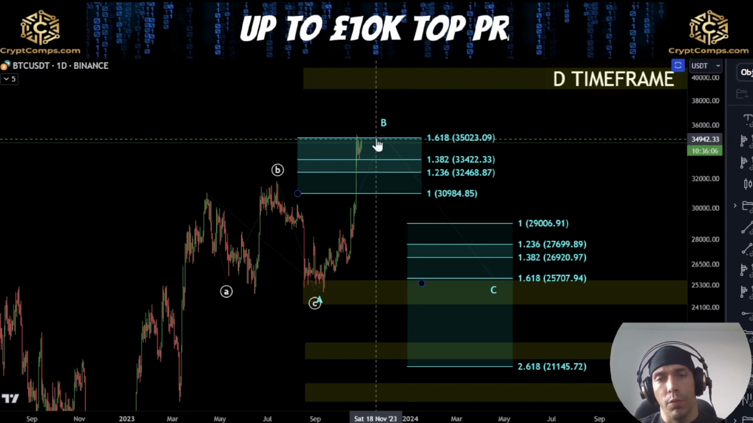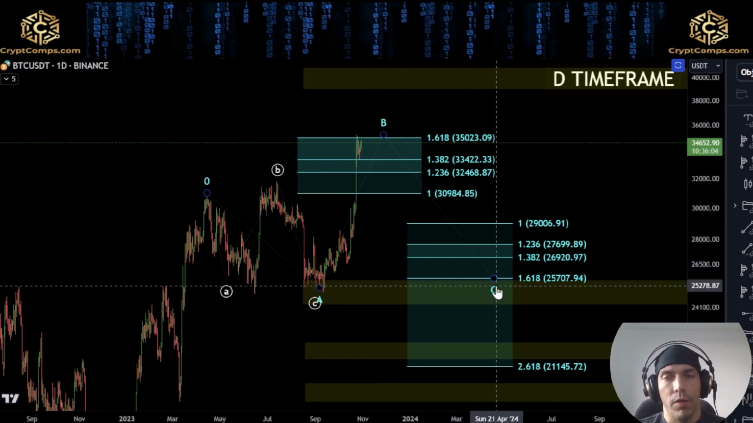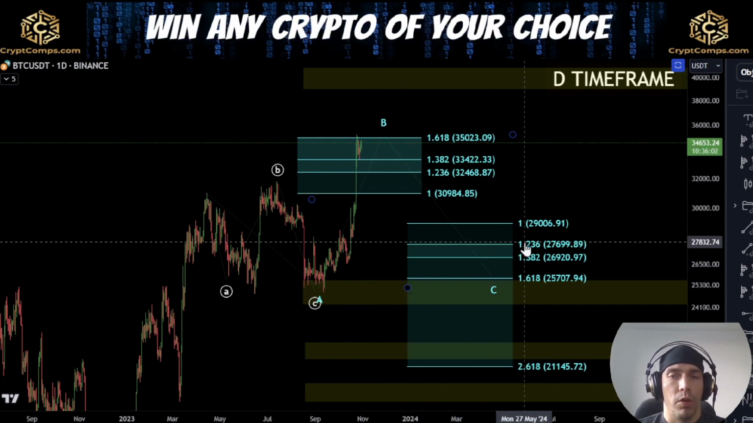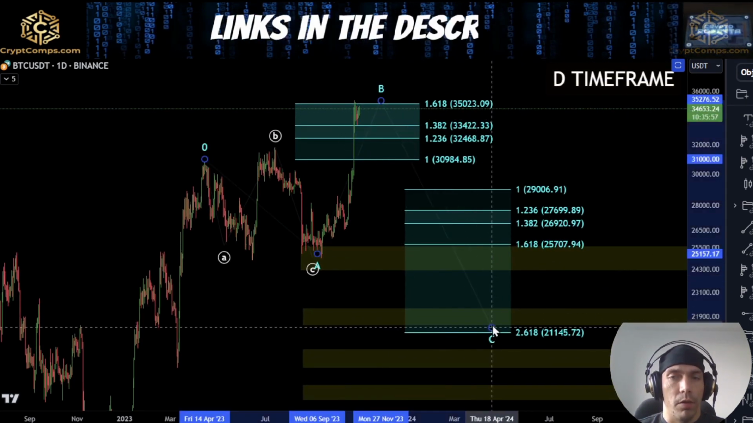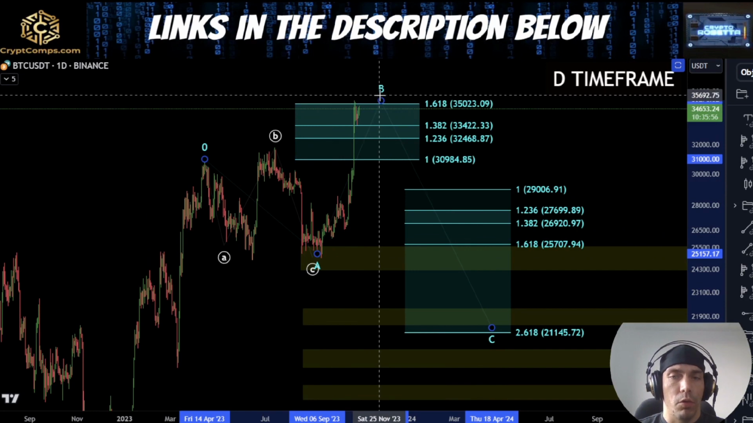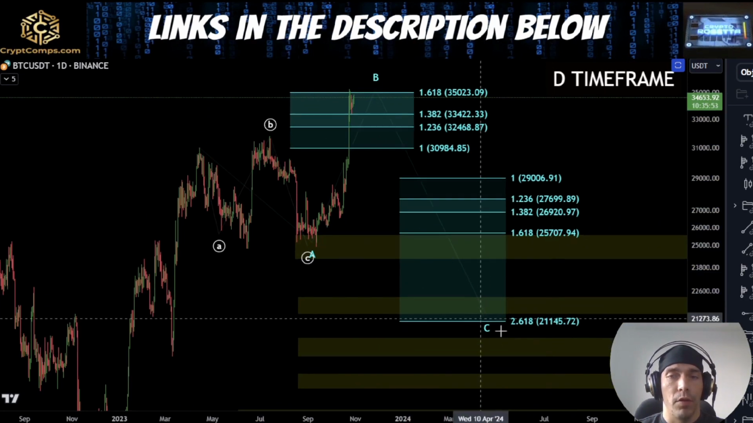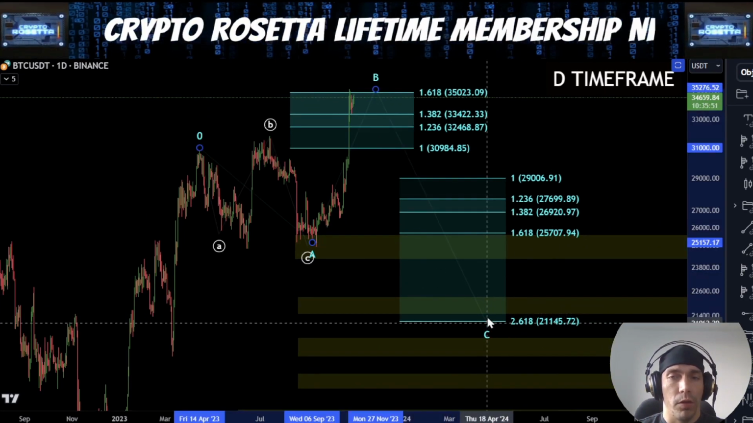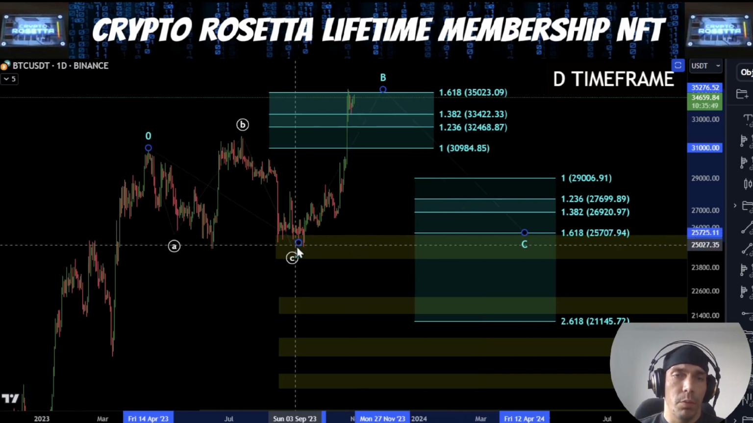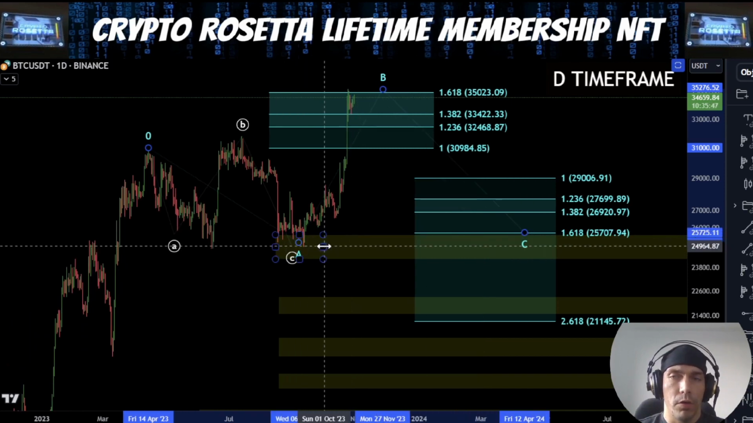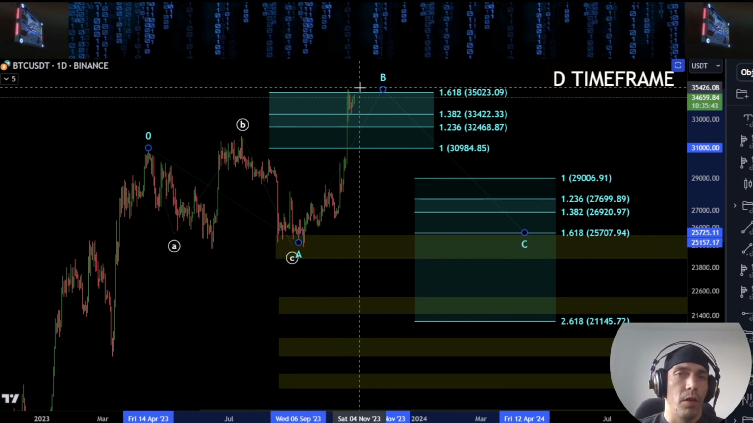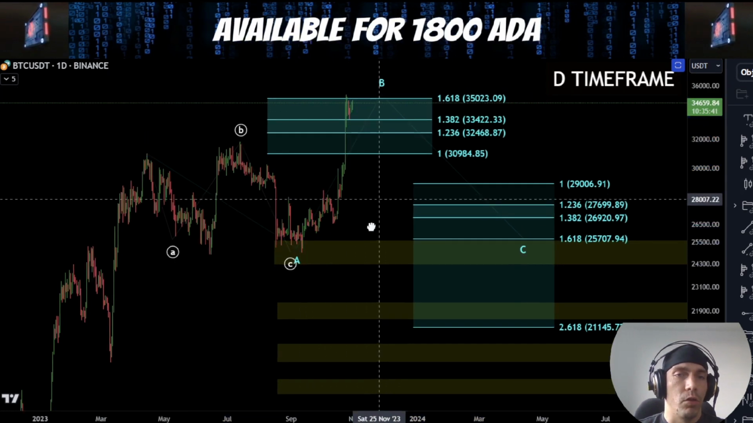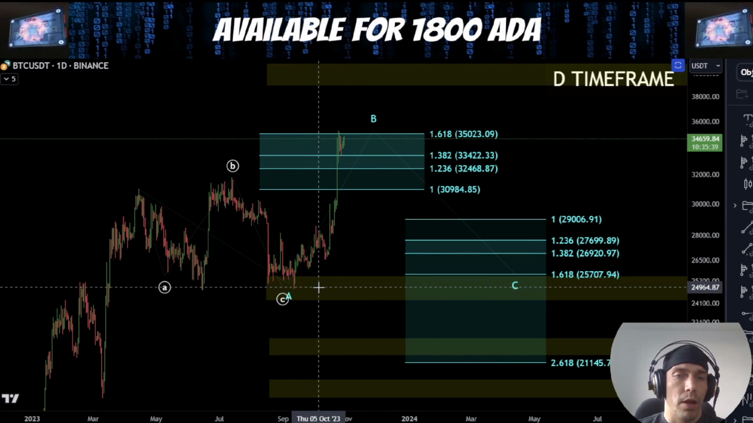If we do look to break down here, what we'd be expecting to see is a move down towards this 1236 to this 1618. And in rare cases, if we get an extremely strong B wave, we can see price actually look to push down towards this 2.618 level. Though we need to be mindful that as long as we hold this low of 24,964, we do have potential for bullish structure to just continue to the upside. So this is going to be our line in the sand.